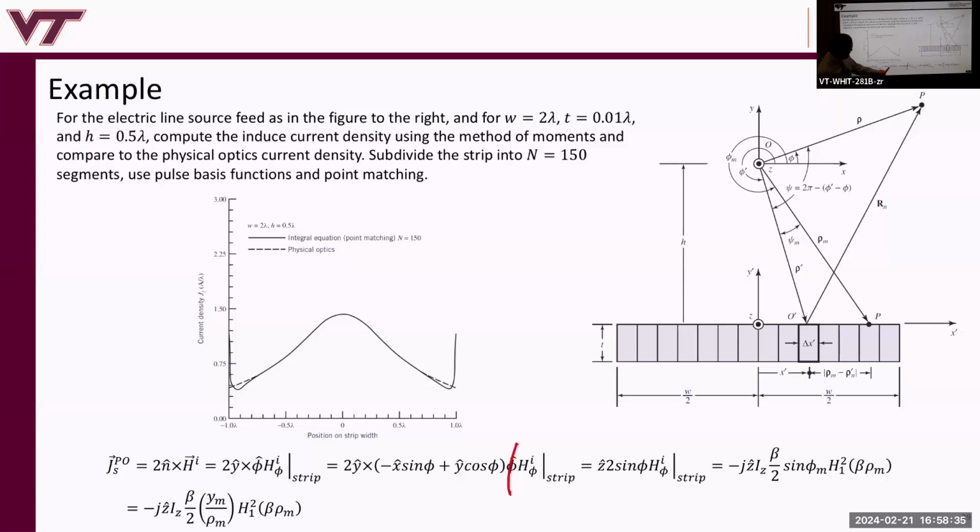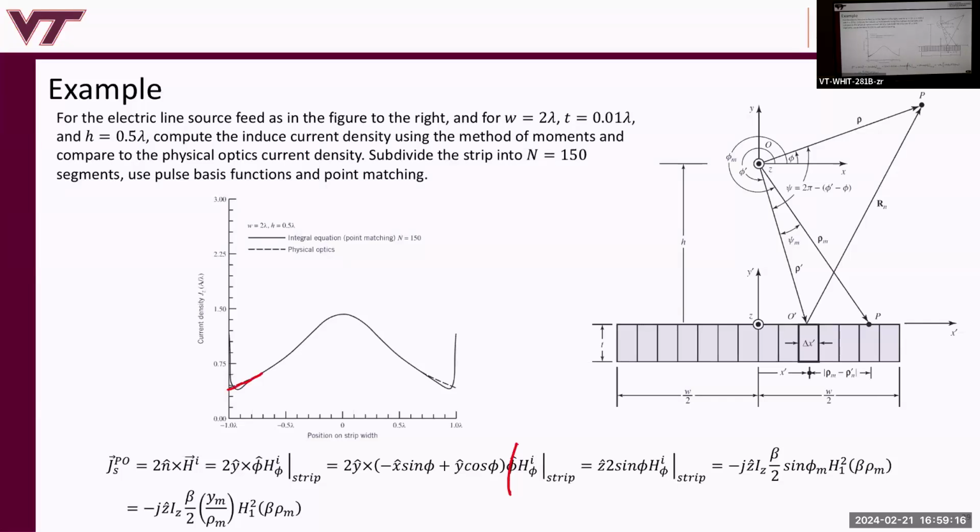Okay, and y crossed with negative x is z, right? So this becomes 2 times z times sine of phi times H phi incident because of this sine of phi, right? Good. Now, the next thing we do is we evaluate this H phi incident, which is H1 2 of beta rho m times beta over 4, I think, times Iz, right? And evaluate this at rho n, which are the points on the strip itself. And you get this expression at the end, all right? So that's physical optics. So this is what the physical optics looks like.